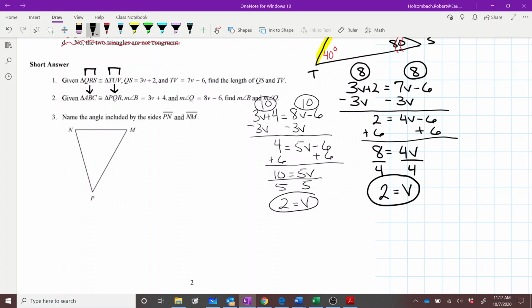Alright, short answer number 3. Name the angle included by sides PN and NM. You can answer this without a picture. Both descriptions have the letter N in them. So if both segments have the letter N in them, then N is the included angle of PN and NM.